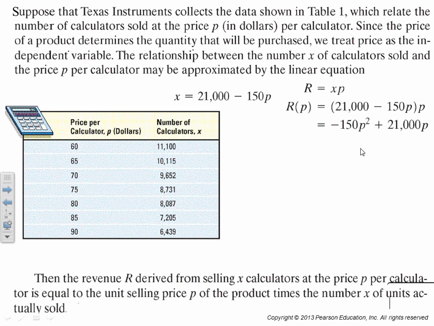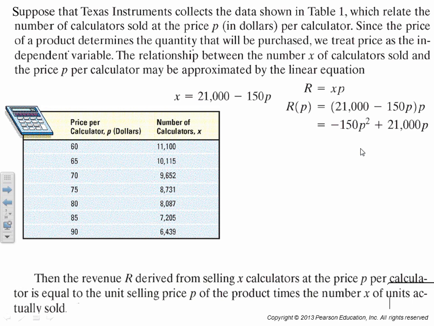And when we do, we get what kind of function? Quadratic. Quadratic, yeah. Not by accident, guys. Because revenue is the price per calculator times the number of calculators sold, x times P, it's 21,000 minus 150p, parenthesis, times P. And we get a nice little quadratic.